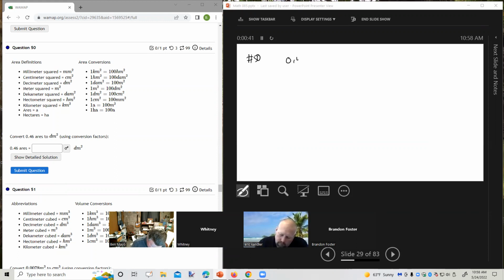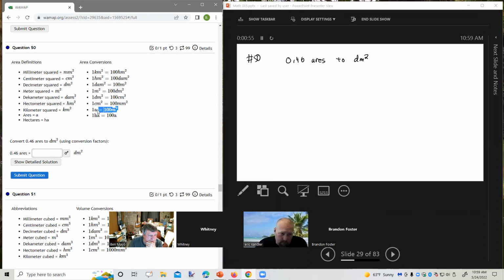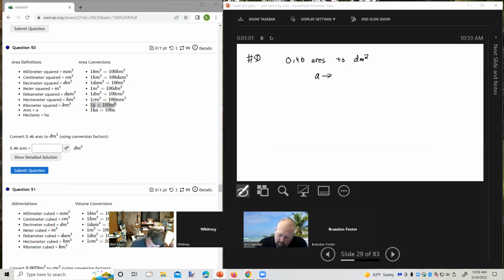Convert 0.46 Rs, not acres, but Rs, to square decimeters. Let's see. I can go from Rs to square meters. And square meters to, let's see, square decimeters right there. So there's my roadmap.